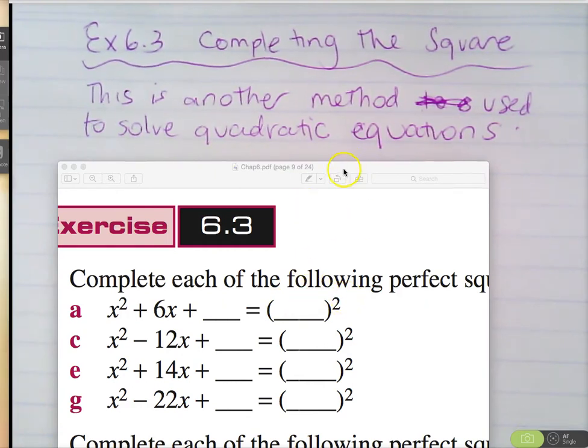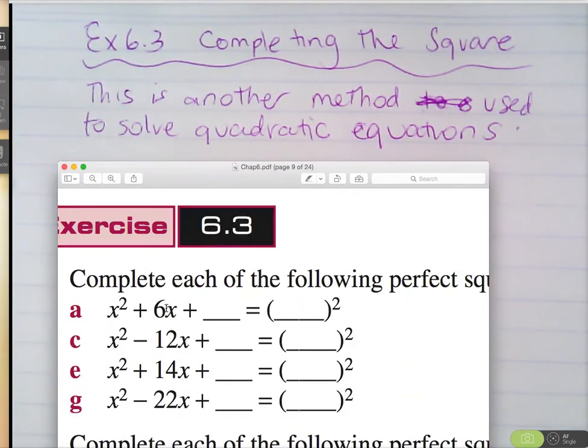And I think I've lost some of you. That's how you complete the square. You only complete the square with a quadratic, with x squareds and x's. You have to have an x squared and an x term to complete a perfect square.